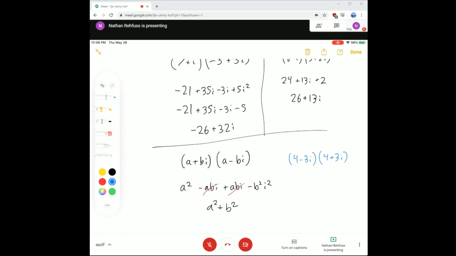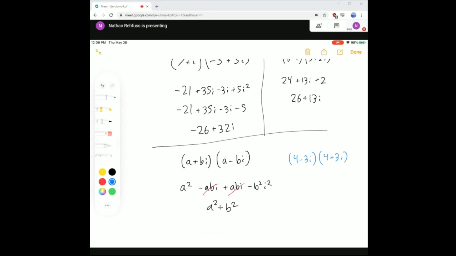Let's check. First, 4 times 4 is 16. Outside, 4 times 3i is plus 12i. Inside, negative 3i times 4 is negative 12i. There's the two that canceled, just like I said. And last is negative 3 times positive 3 times i squared. So negative 9 i squared. Well, i squared is negative 1. The 12i's cancel out, so this is just 16 plus 9. Like I said, 25.